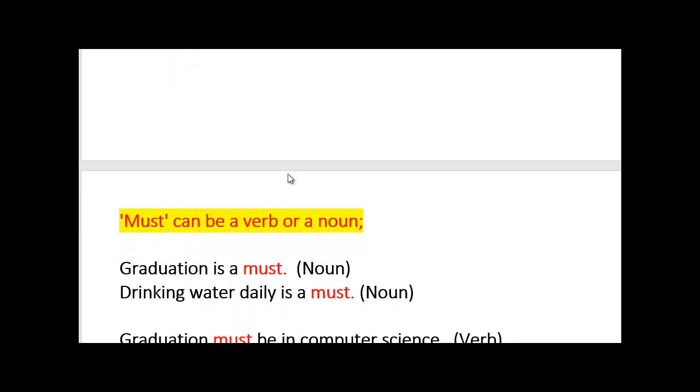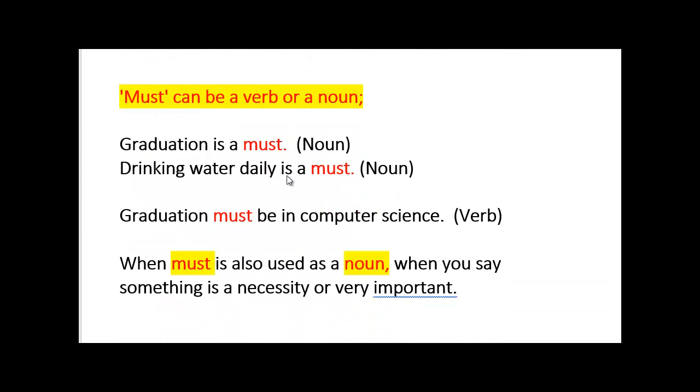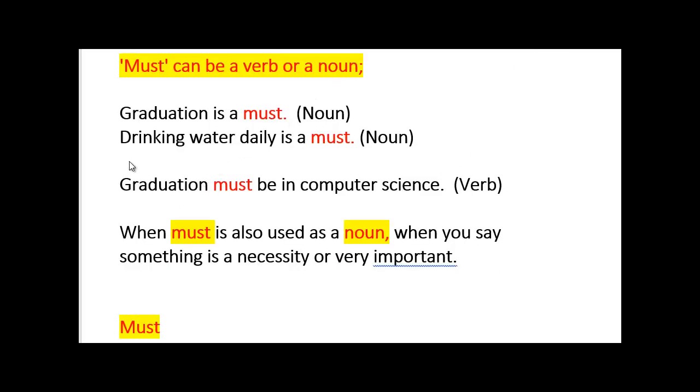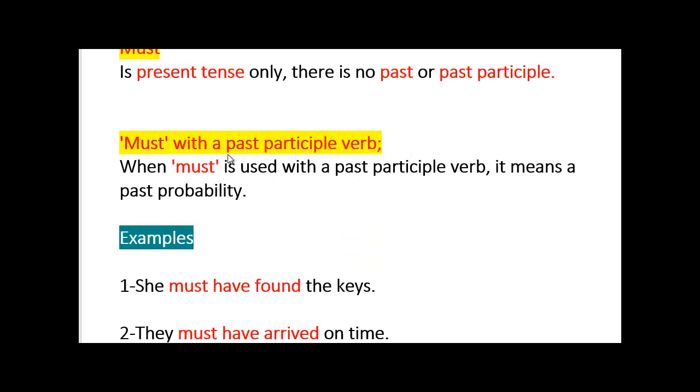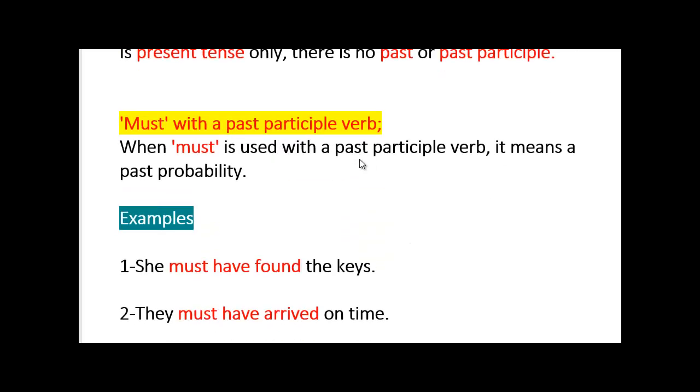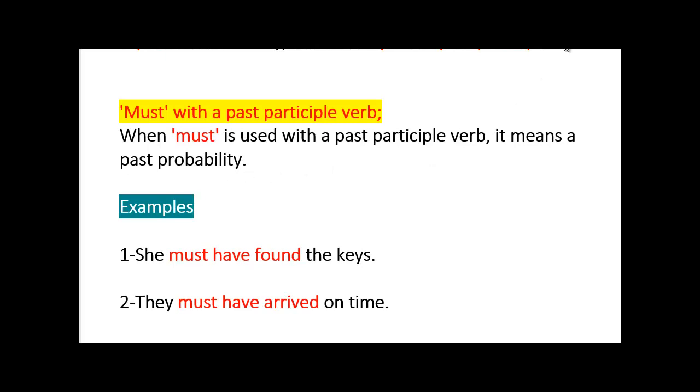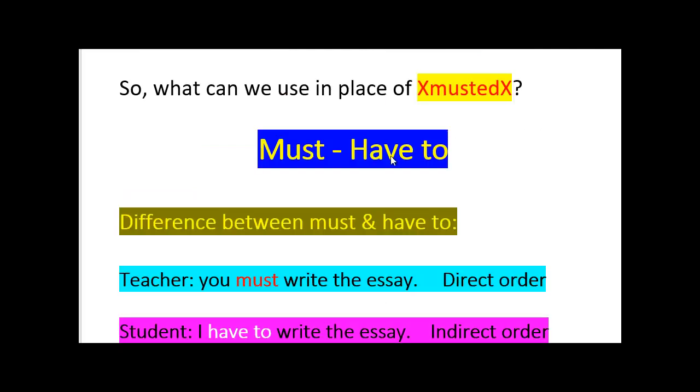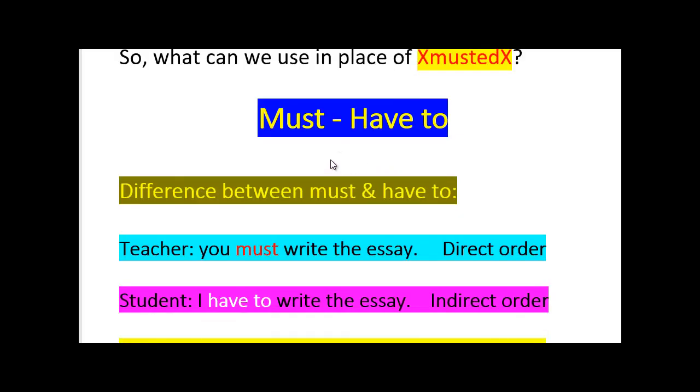It's used with the present simple and the present perfect. Yes, we said all that. Yes, it's a must. Necessity can be used as a noun, and it can also be used as a verb. And when we use must with the past participle, we're talking about probability, like we talked about that. We can't use must in the past, so instead we use have to in the past. Have to in the past is had to.